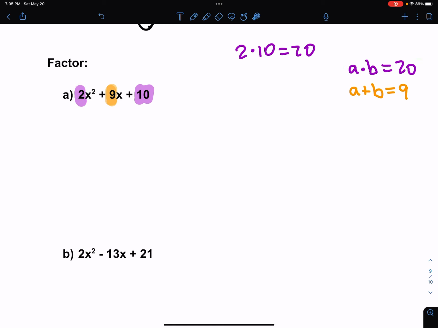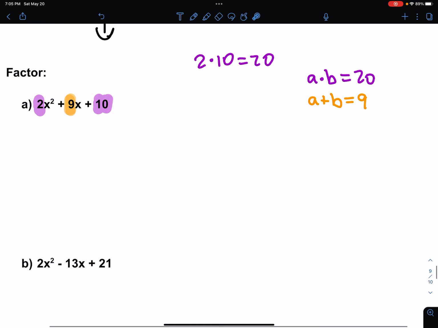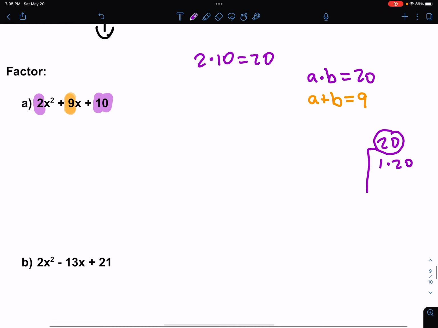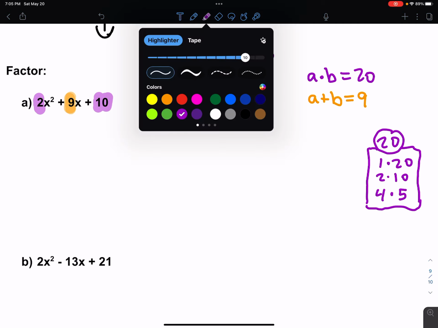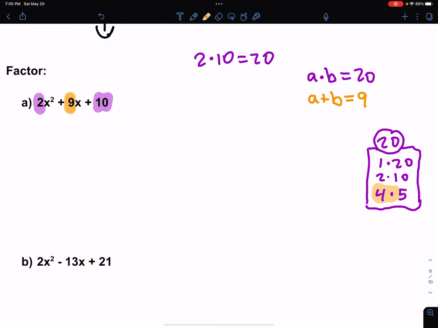Okay, so now we're going to find the factors of 20 so we can see which ones add up to make 9. So we start off by taking 20, the 2 times the 10, and thinking of the factors. It could be 1 times 20, but that adds up to be 21. It's not 9. It could be 2 times 10. That adds up to 12. It's not 9. And then we got 4 times 5. 4 times 5 equals 20, and guess what? It also adds up to 9. So here's my little box with my factors. I'm going to highlight in orange these two right here are the ones that I'm looking for.